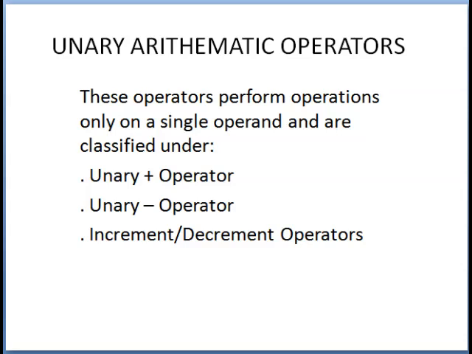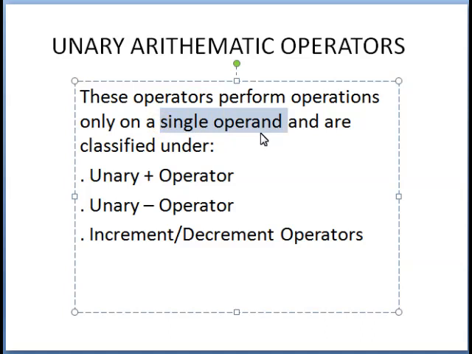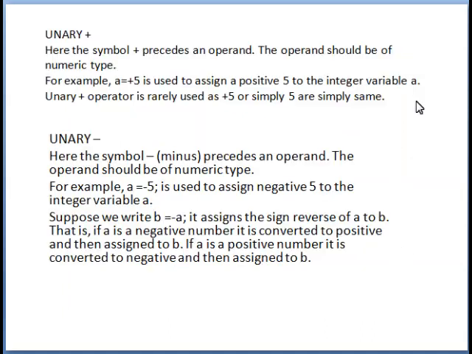Unary arithmetic operator. These operators perform operations only on a single operand. So if we are using only one operand, it is called as an unary operator and are classified under unary plus operator, unary minus operator, increment or decrement operators. Unary plus operator. Here the symbol plus precedes an operand. The operand should be of numeric type.